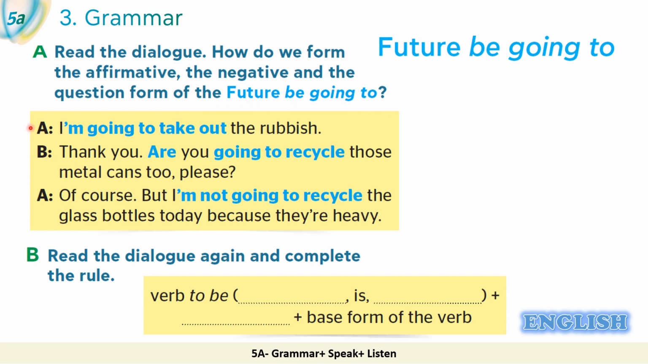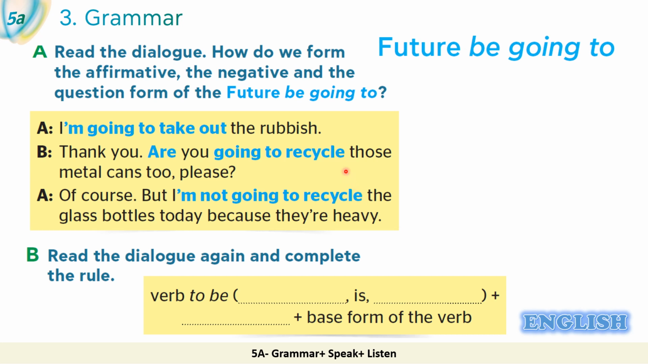Let's read the dialogue with focus on the words in blue. A. I'm going to take out the rubbish. B. Thank you. Are you going to recycle those metal cans too, please? A. Of course. But I'm not going to recycle the glass bottles today because they're heavy.